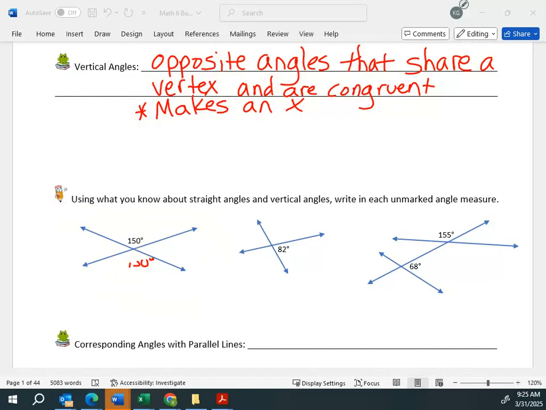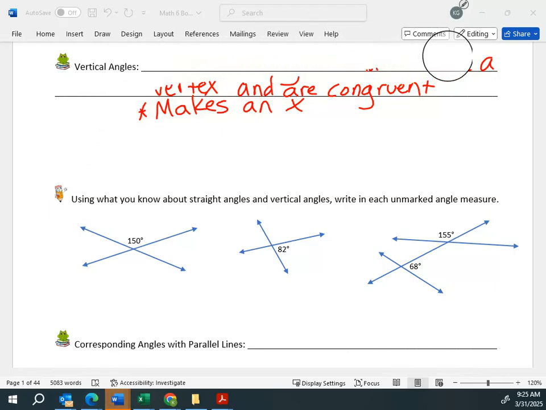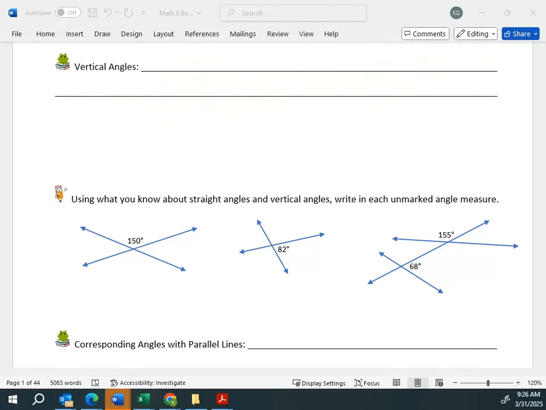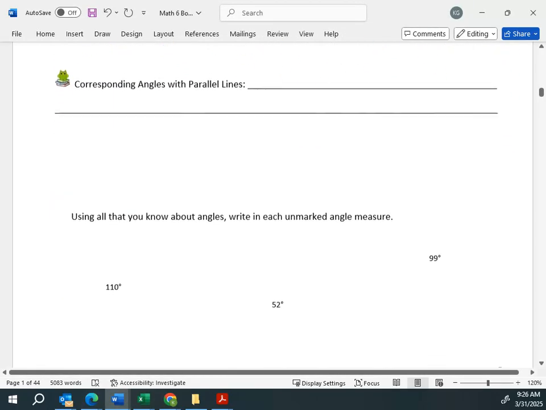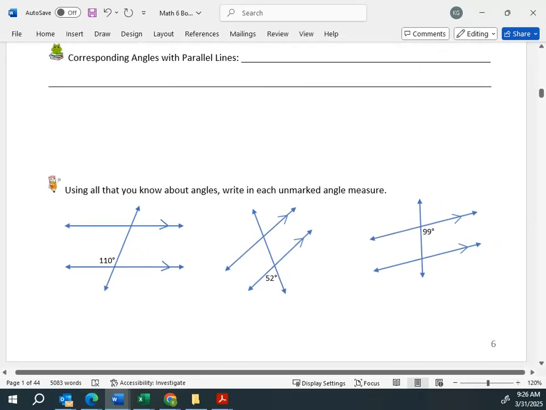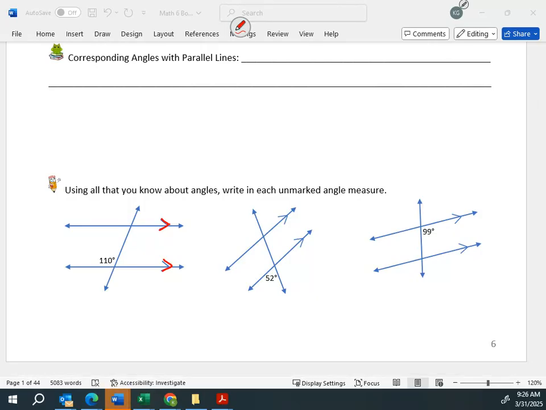Our next vocab word on this objective is corresponding angles. So corresponding angles with parallel lines. Remember, we know they are parallel because they've got those arrows there. They are going the same direction. They will never cross each other. So they are parallel.